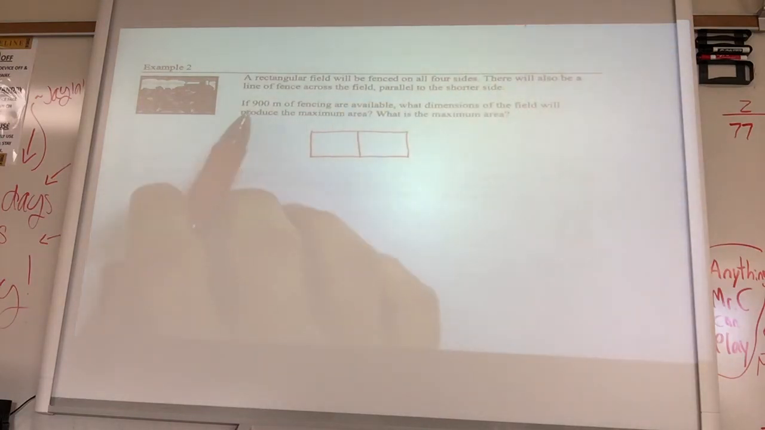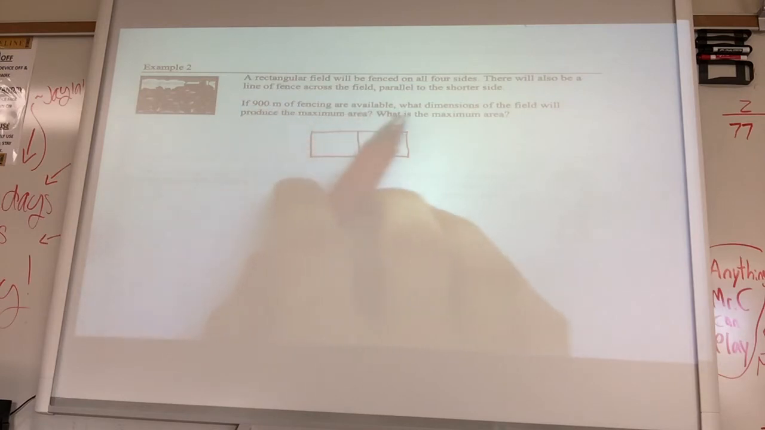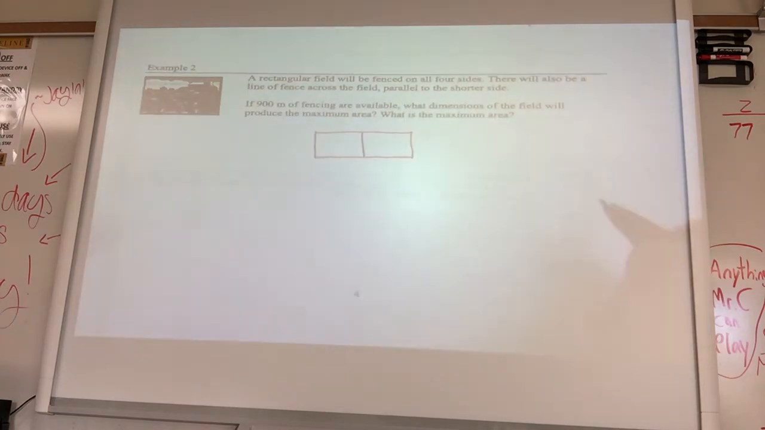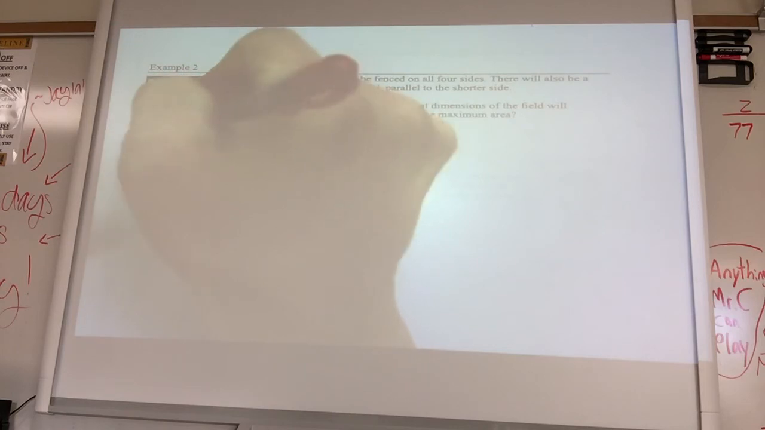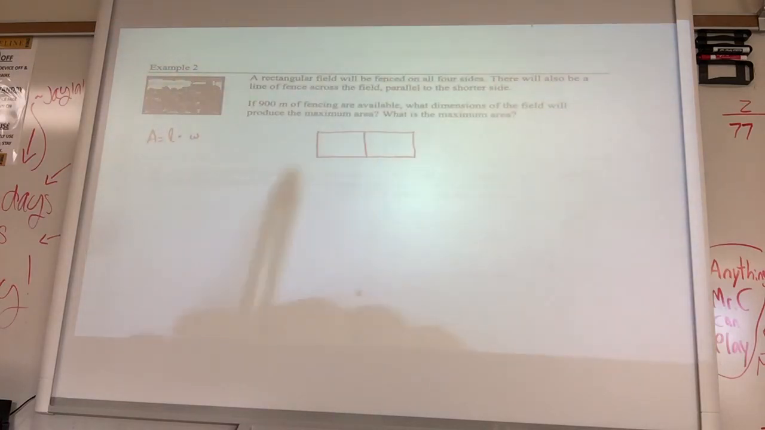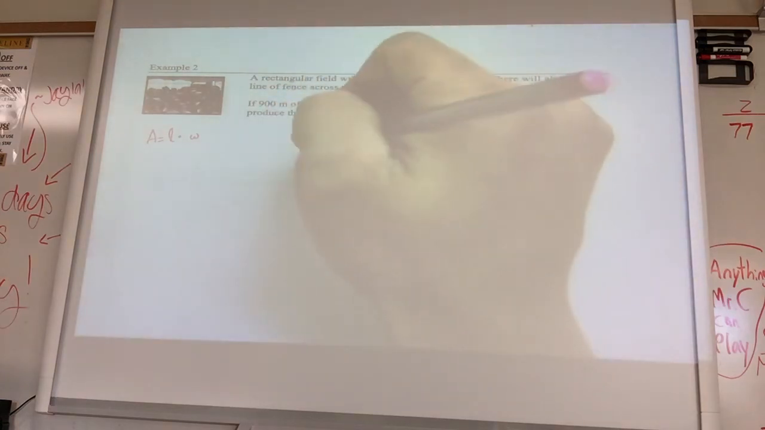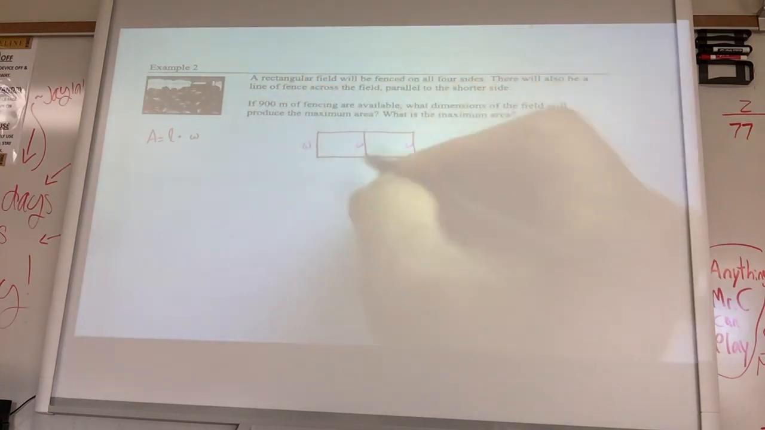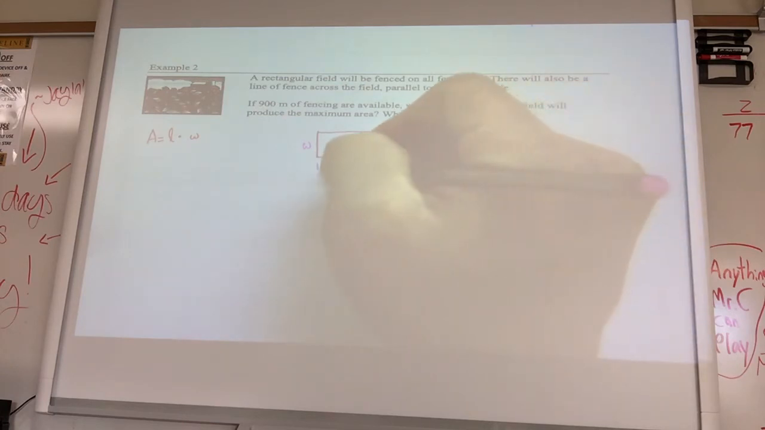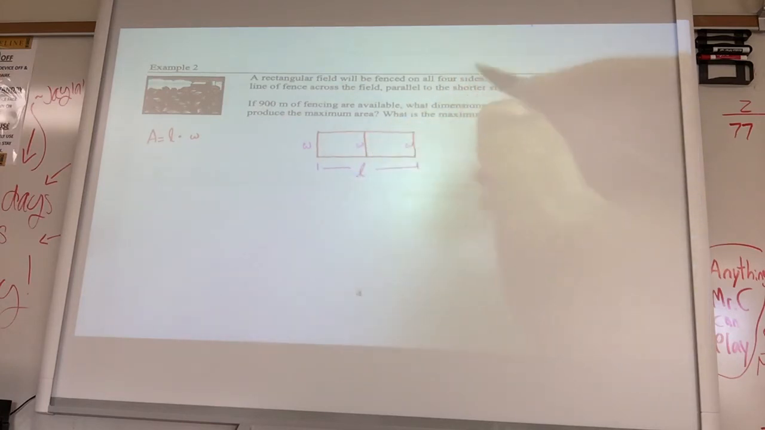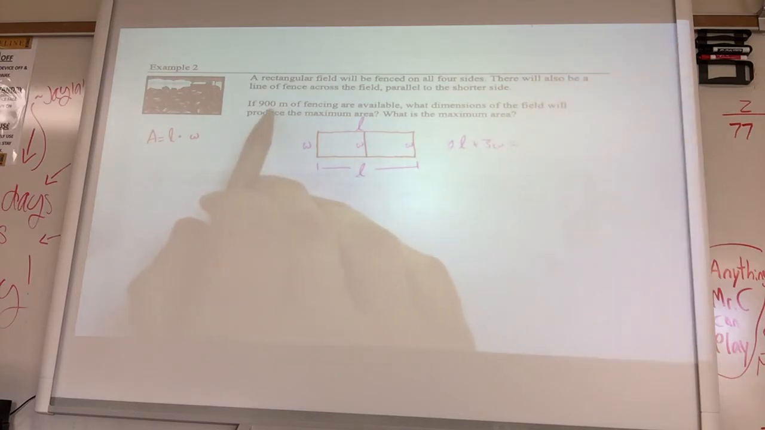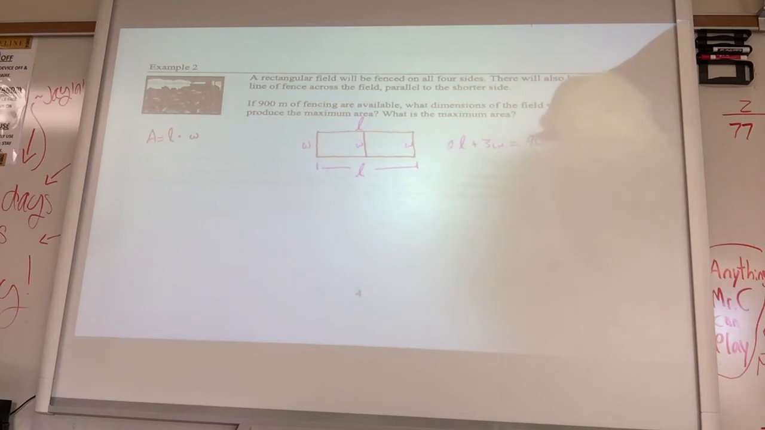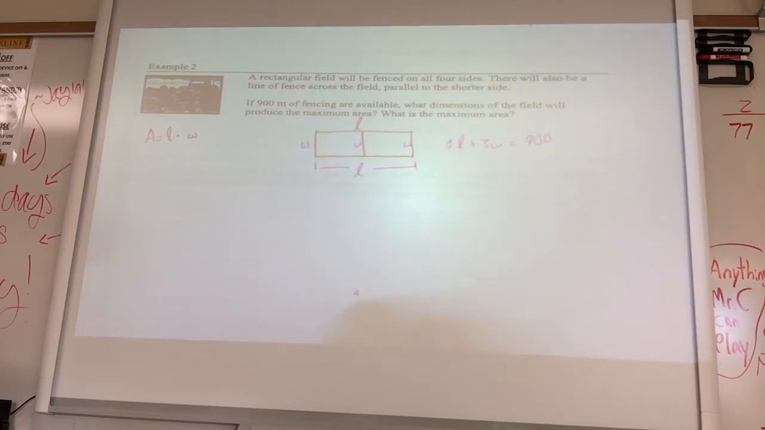If 900 meters of fencing are available, what dimensions of the field will produce the maximum area? Again, we're trying to produce the maximum area. Area equals length times width. I'm going to put the field in terms of lengths and widths. Let's say I have 3 widths, and a length going all the way across, and also the length on the other side. So I have 2 lengths plus 3 widths equals 900 meters of fencing. Then I'm going to solve for one of the variables.